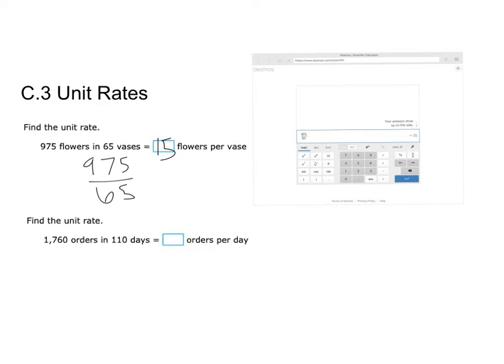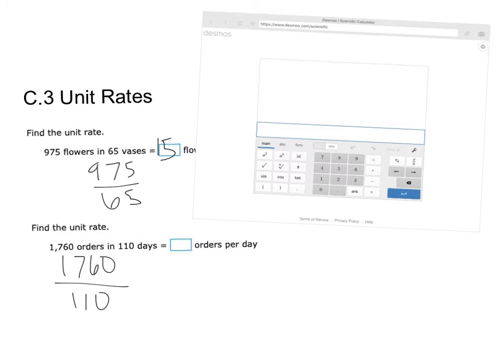And again, we see the same thing, 1,760 orders in 110 days means we take that 1,760 and we divide it by 110. So let's go ahead and do that over here, clear this out. So 1,760 divided by 110. And that gives us 16. So that tells us that for the purposes of this, they could do 16 orders per day.